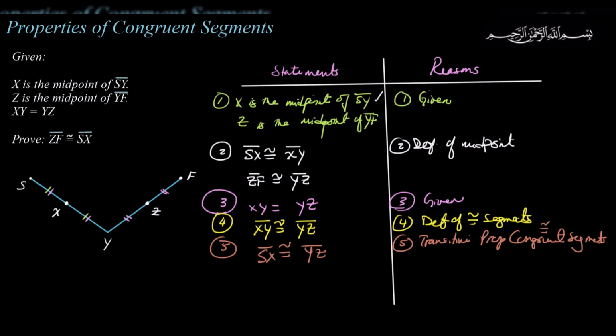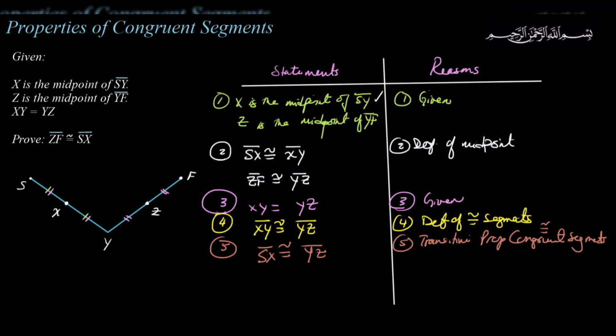Here's what we're going to do now. I have this statement here, and remember, I want to keep this, I want to keep this, right? I got this and this, but I really want this. But if I look at this statement and this statement, I have something remarkable. In those two statements, I have this segment and that segment common. That's pretty cool, because then I could use transitive property again to get ZF and SX to be congruent to each other, right? So let's do that.